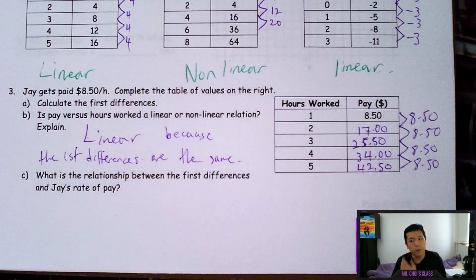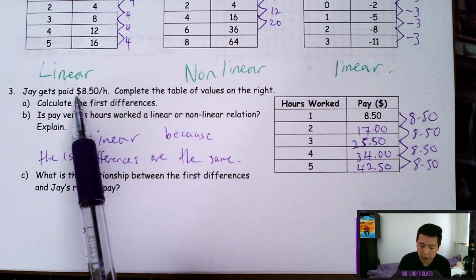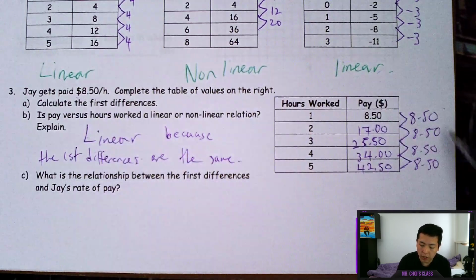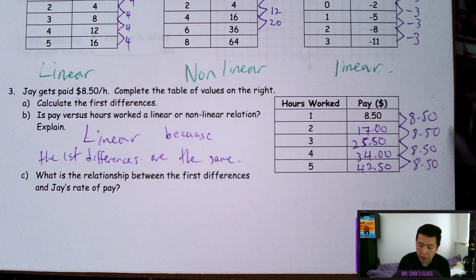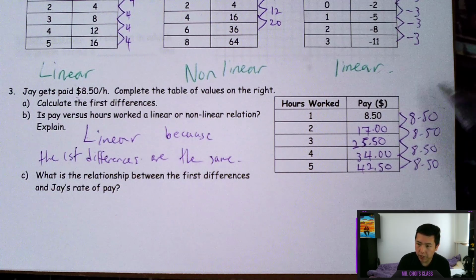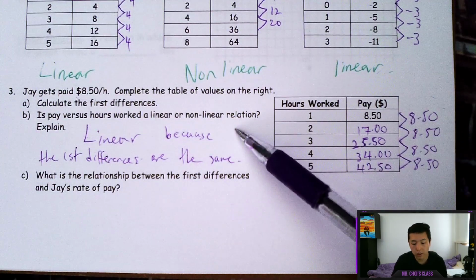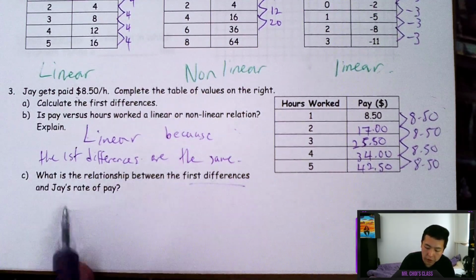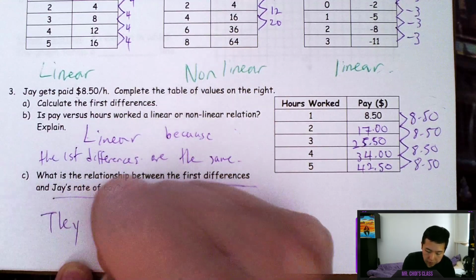Okay, so make sure you understand what's happening here. But you'll notice this $8.50 matches here, right? Saying that it's $8.50 per hour, then it's pretty obvious that since we know the pattern of how much it's going up per hour, right? We're adding $8.50 every time. We should know already it's linear before it even asked us, right? So what's the relationship between the first difference and Jay's rate of pay? They are the same.